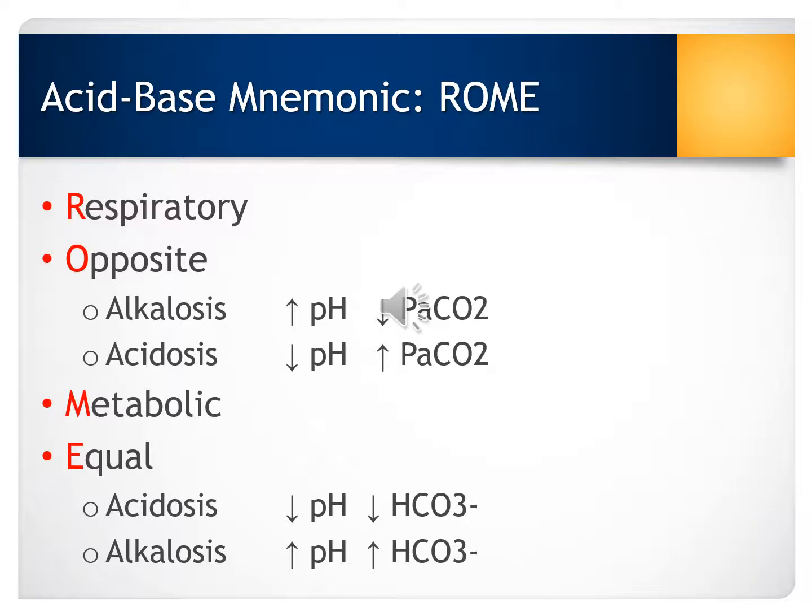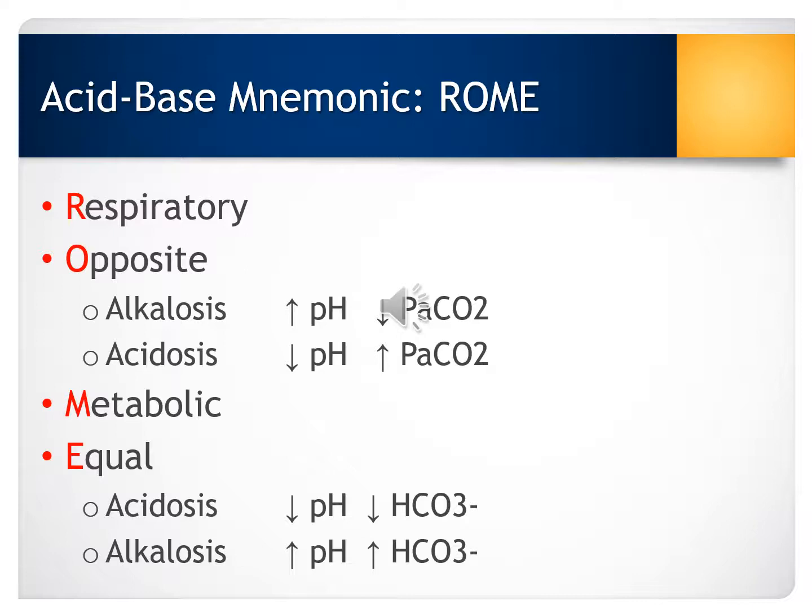When we look at the pH, we can decide if the pH is high, the person has alkalosis, and if the pH is low, they have acidosis. So a patient with a high pH and a low CO2 would have respiratory alkalosis.